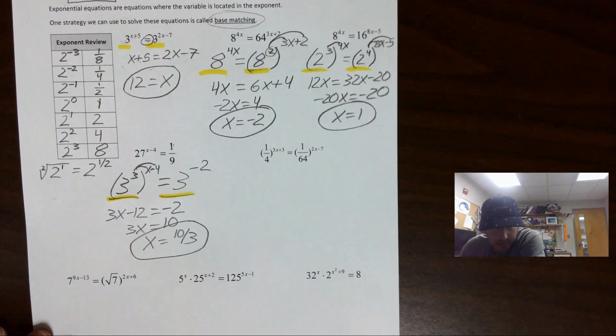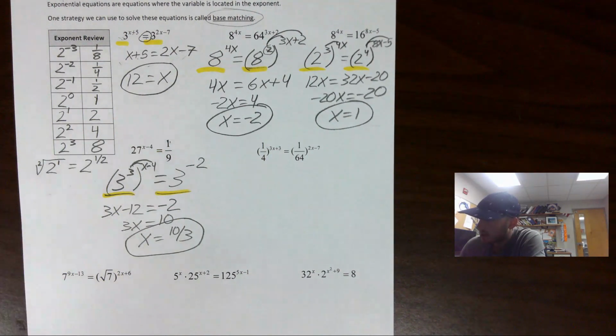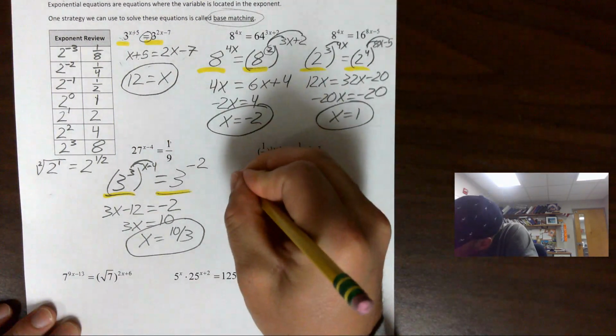All right, in this problem we have two fractions, so we're going to be working with some negative exponents. This one could be 4 to the -1.